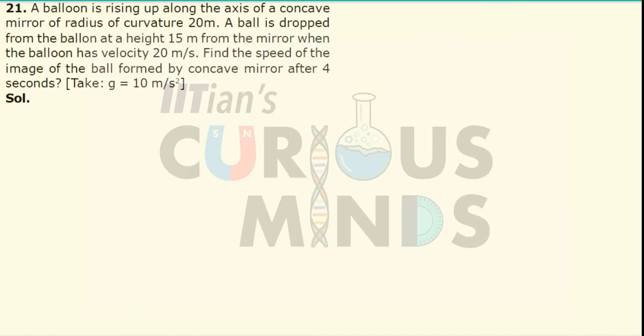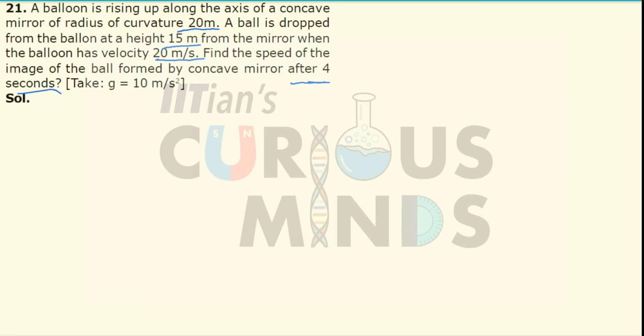A balloon is rising up along the axis of a concave mirror of radius 20 meter. A ball is dropped from the balloon at a height of 15 meter from the mirror when the balloon has a velocity of 20 meter per second. Find the speed of the image of the ball formed by the concave mirror after 4 seconds.